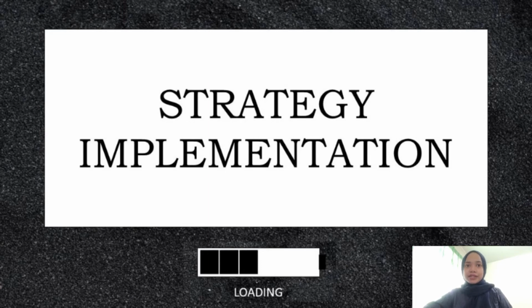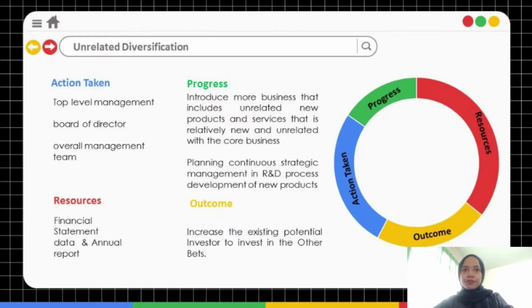My name is Fatin Amira and I will further explain regarding the strategic implementation by Alphabet Incorporated. Firstly, we will look from the aspect of product diversification. This strategy will be implemented by the top-level management, which is the board of directors and overall management team, as the top-level management will decide on the most suitable option on which innovation should be approved.